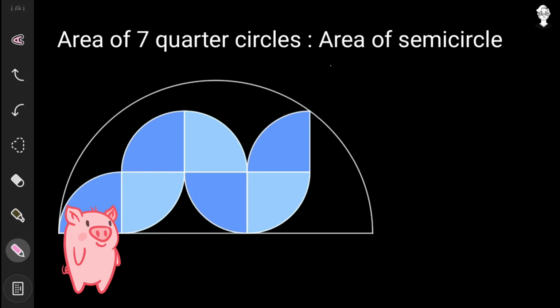So today we have a cool geometrical problem. We have a semicircle, then we inscribe 7 congruent quarter circles inside it in this specific pattern as you can see in this diagram. Now the question is to find the ratio of area of these 7 quarter circles to the area of the semicircle. So let us see the solution. How can we solve for this?